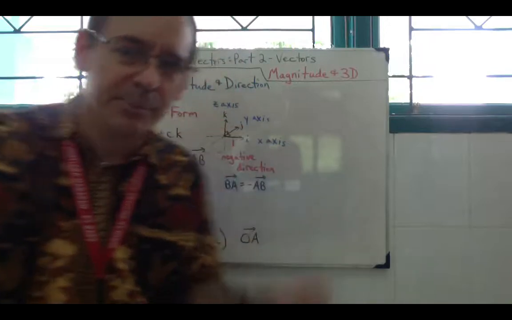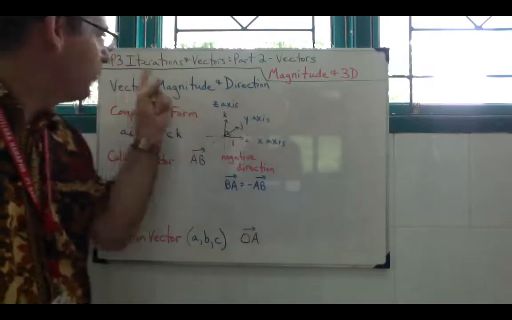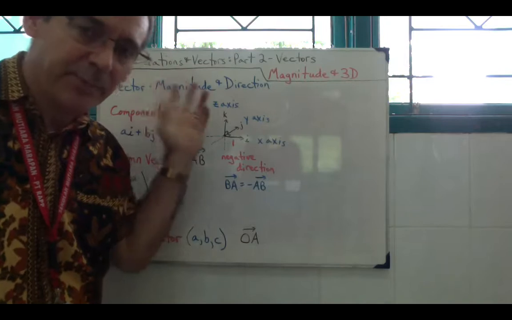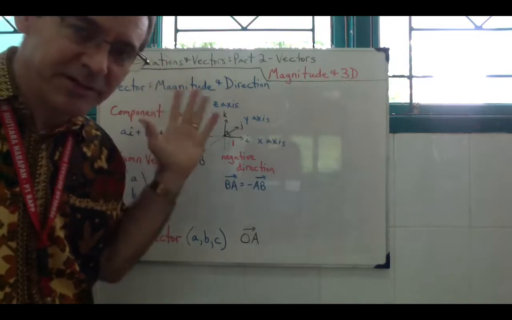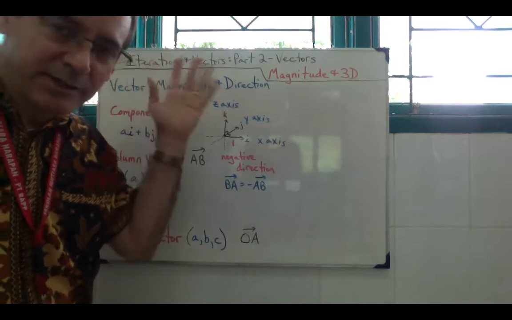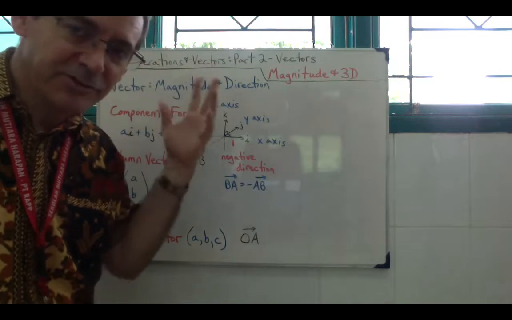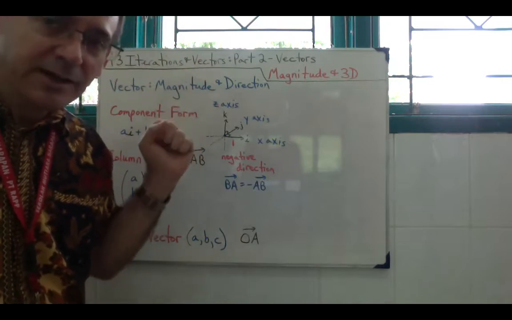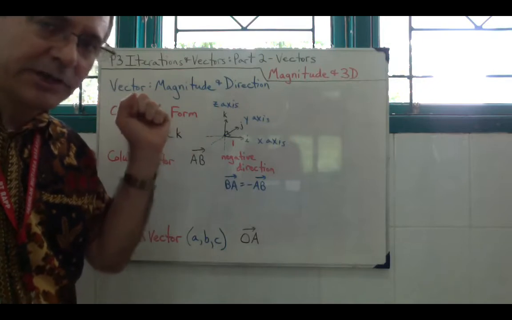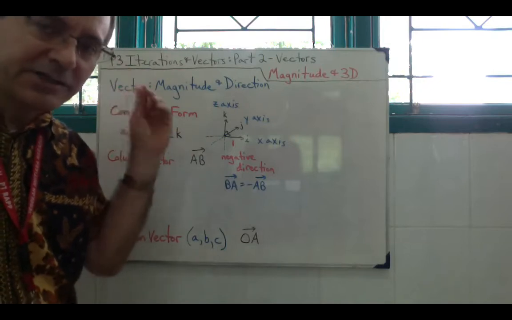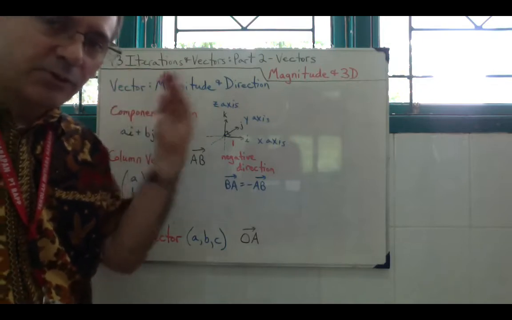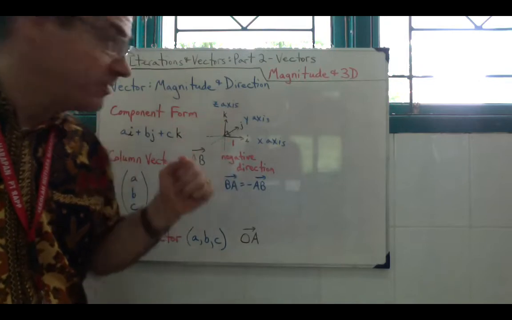Today we want to look at Pure Maths 3, iterations and vectors. Now remember, I put them together in the same unit because they don't really belong with anything else, or they don't join well with other topics. So I put them together in one unit. We already covered iterations in part 1. Now we're moving on to vectors.